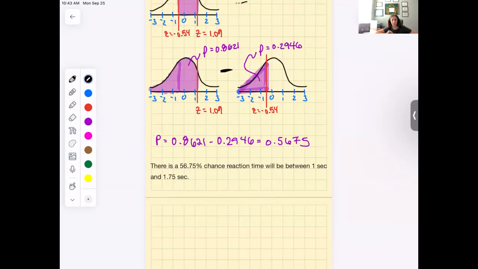So go back to the problem statement and say, what did they ask me? What am I trying to work out? And then bring it into the context of the problem and say, okay, well, what this number means is that there's a 56.75% chance that the reaction time will be between 1 and 1.75 seconds. That's what they asked you for.